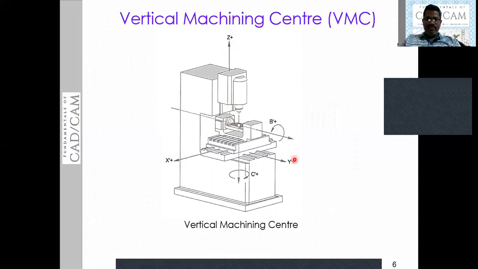This is an example of the milling center in which the tool is oriented in the vertical axis, so we are calling it a vertical machining center. Apart from that, of course, the workpiece which is placed on the table can reach the tool by the adjustment along the x and y axis.